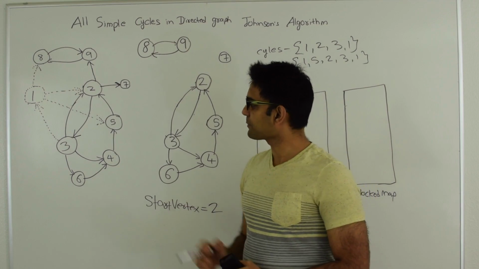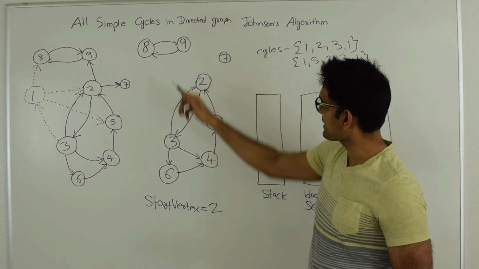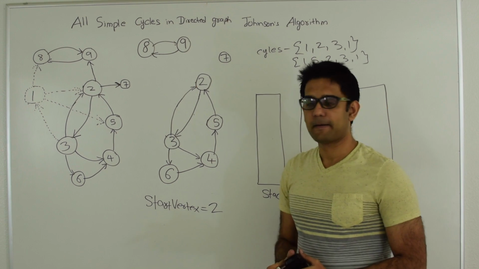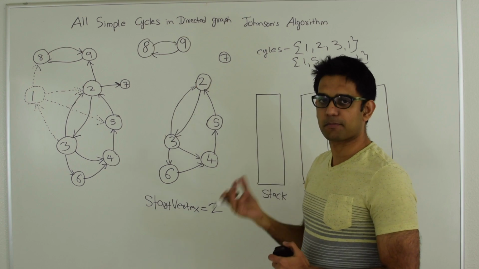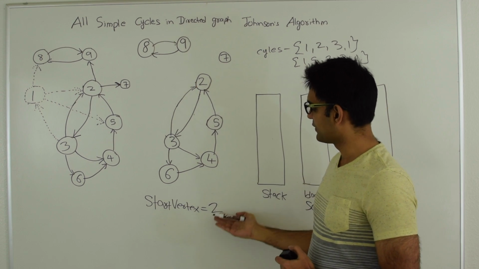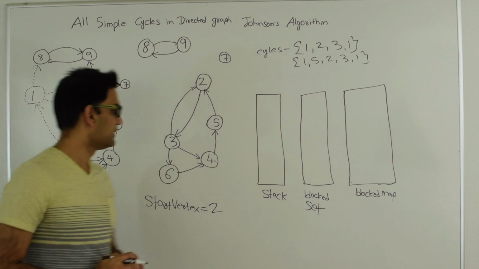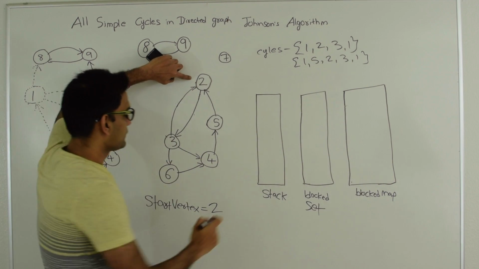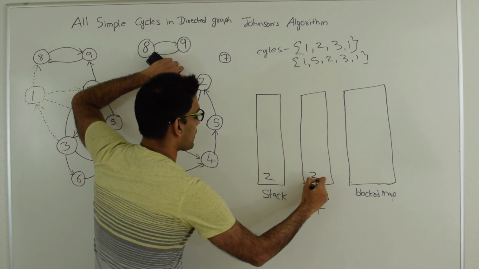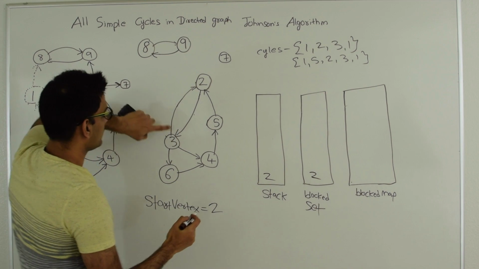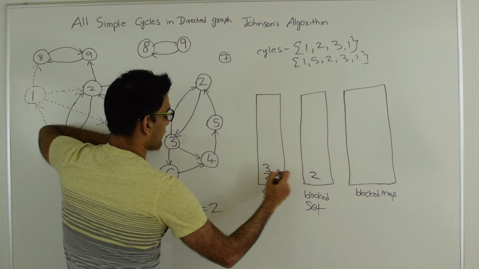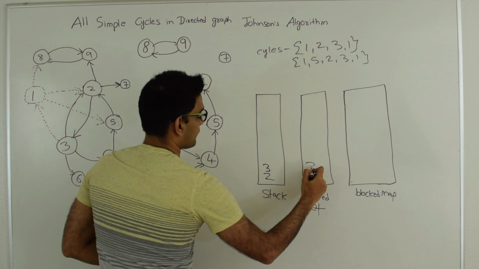Now that 1 is not part of the graph, we still have 3 strongly connected components. We again look for the least numbered vertex, which is 2. So our new start vertex will be 2, and we'll repeat the entire process again. So let's do that very quickly. So 2 into the stack, 2 into the block set, neighbors of 2 will be explored. So that will be 3, 3 will be going here, and 3 will be going to the block set.